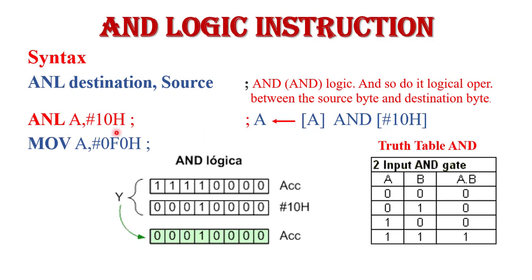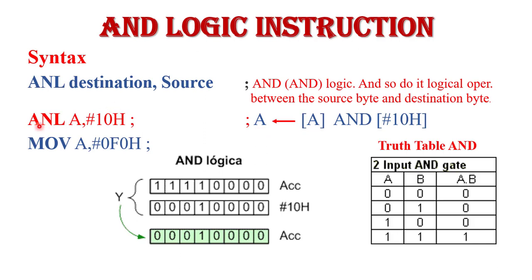This is an example of one of the addressing modes, that is ANL A comma hash 10H. This instruction is an example of immediate addressing mode because the immediate data is given in the instruction itself. So this instruction tells us to perform an AND operation between the accumulator data and the source data, and the result is stored in the accumulator register.